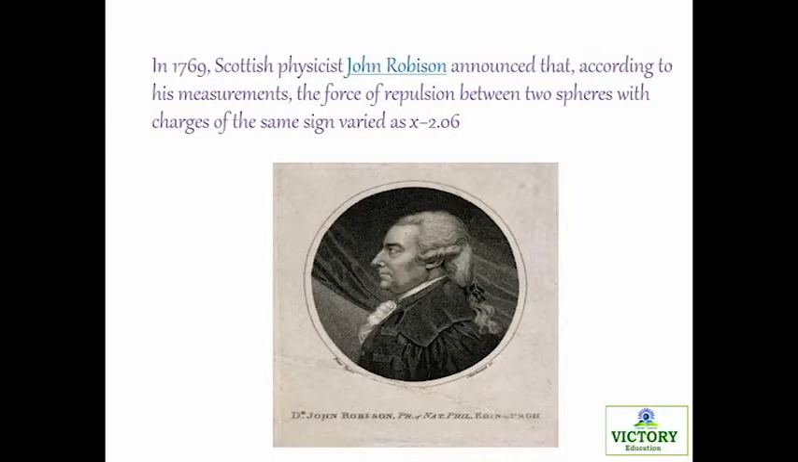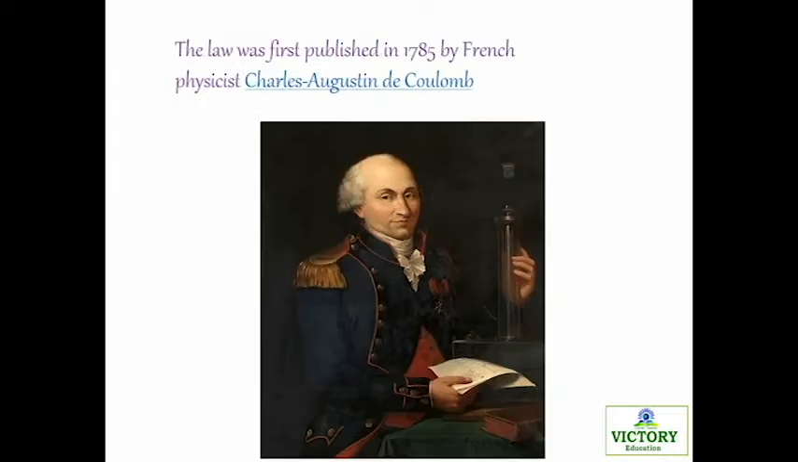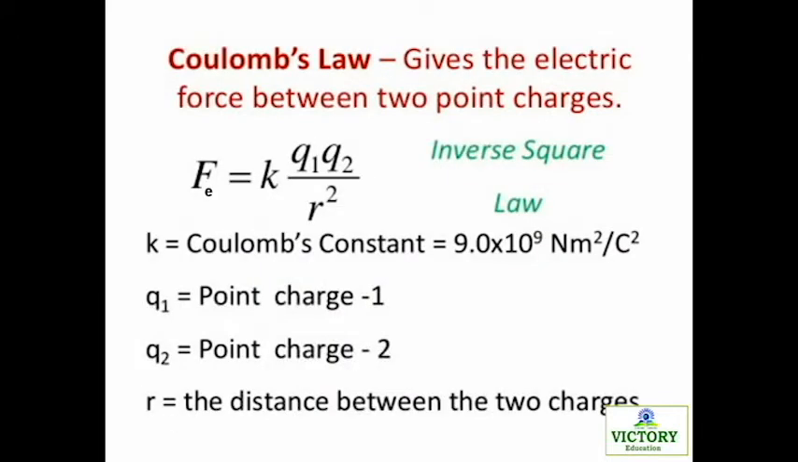A year later, in 1769, a Scottish scientist, John Robinson, stated that the force of repulsion between two spheres with charge of the same sign varied as x equal to 2.06. After this, in the year 1785, our hero of this video, Charles Augustin de Coulomb, published his law. Coulomb's law states that the force of magnitude Fe is equal to k q1 q2 by r square, which is nothing but an inverse square law.